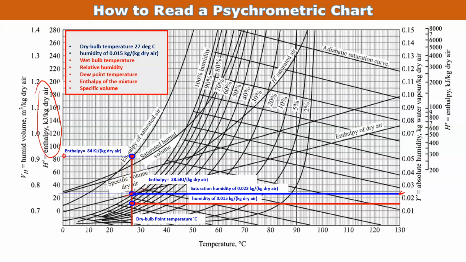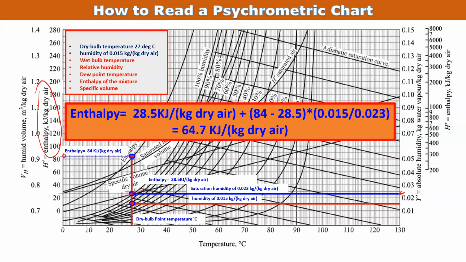From those 2 points, if we do interpolation, we can easily get the enthalpy of the mixture. So the enthalpy of the mixture is the enthalpy of dry air plus the enthalpy of saturated air minus the enthalpy of dry air, times the humidity of the air divided by the saturation humidity. If I do that, we will get the enthalpy of the mixture as 64.7 kilojoule per kg dry air.